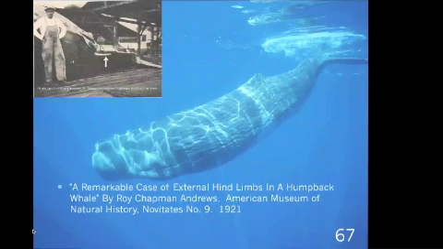Here are 2 examples. Here in the upper left, we have a humpback whale that is sporting hind legs. And this is an extremely rare thing. It says right here, this is the title of the paper that this picture came from. It's a remarkable case of external hind limbs in a humpback whale, and this was published in 1921. Absolutely amazing. Very, very rare. This colored picture here in the background is actually of a sperm whale, which is also sporting hind limbs.